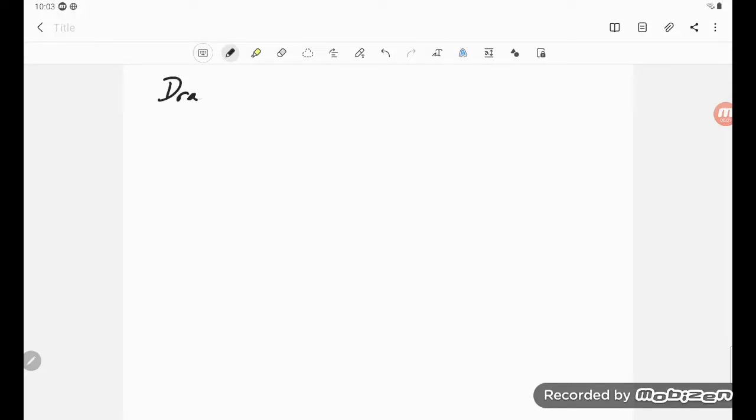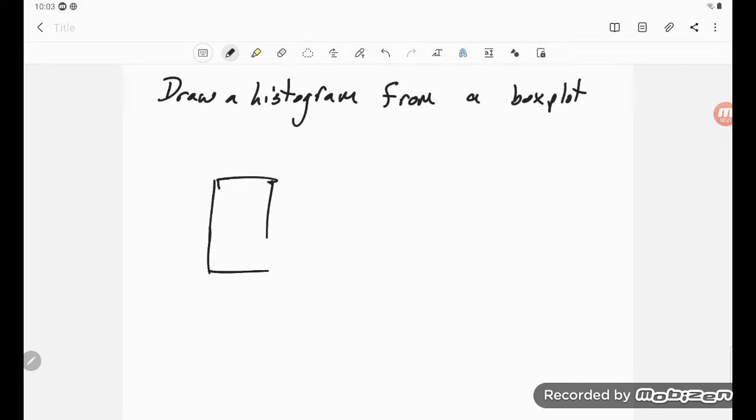Okay, I would like to draw a histogram from a box plot. So suppose you're given some sort of box plot, and we'll make it look very non-symmetric here. Go about like that, maybe. So here's a box plot.